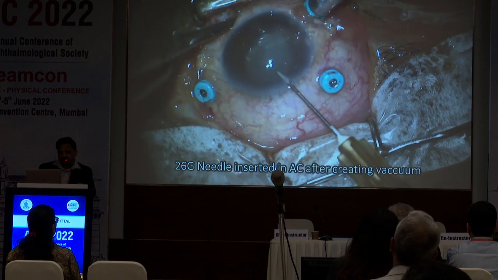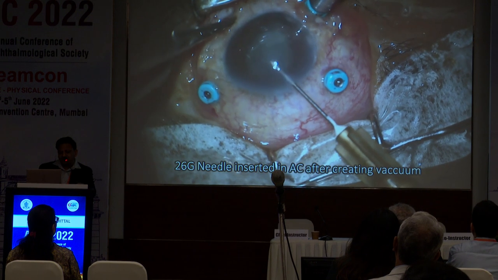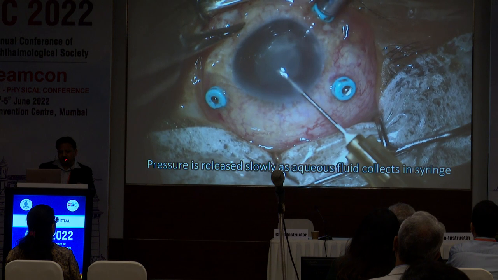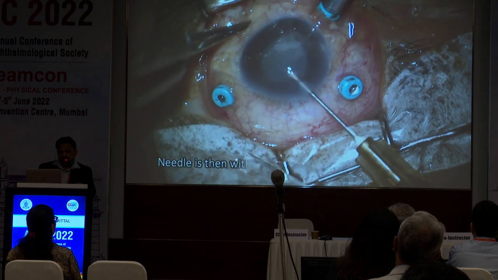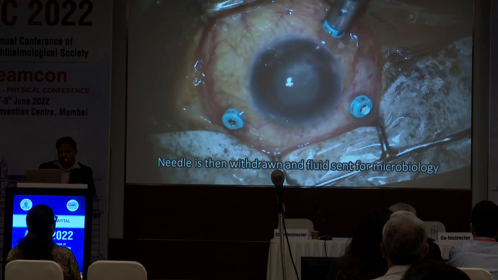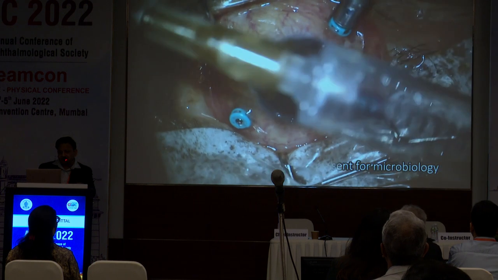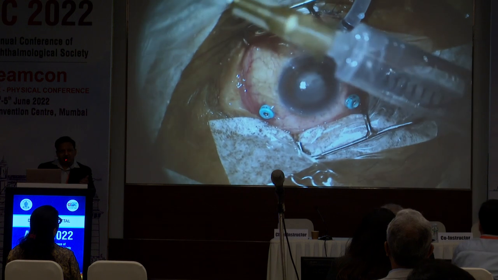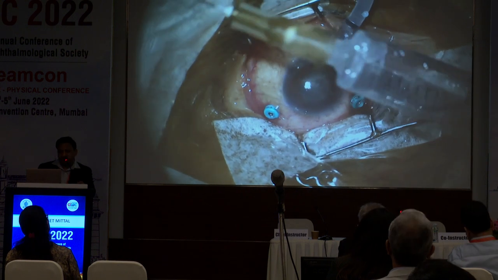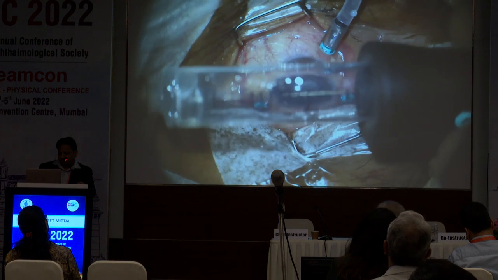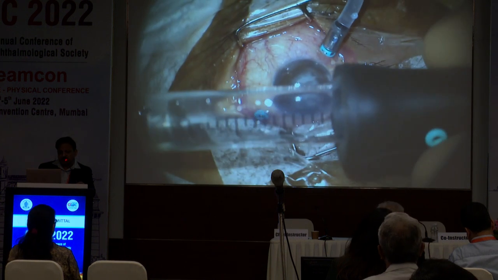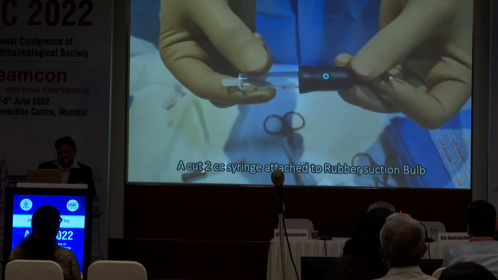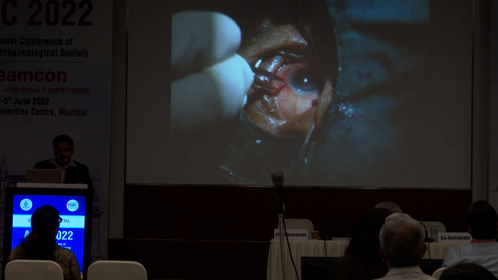And this is live over the eye. The 26 gauge needle is inserted in the anterior chamber after creating the vacuum. Then pressure is released slowly as aqueous fluid collects in the syringe. This way we can get a larger fluid sample than we are able to withdraw by manually pulling the plunger out of a tuberculin syringe.